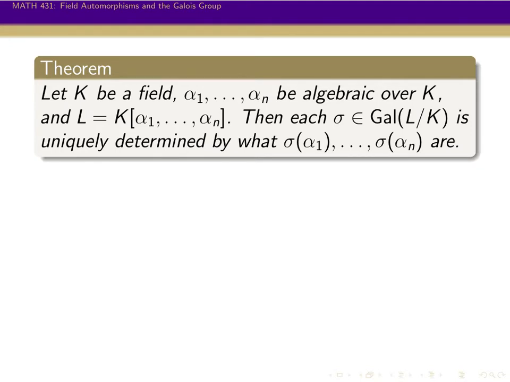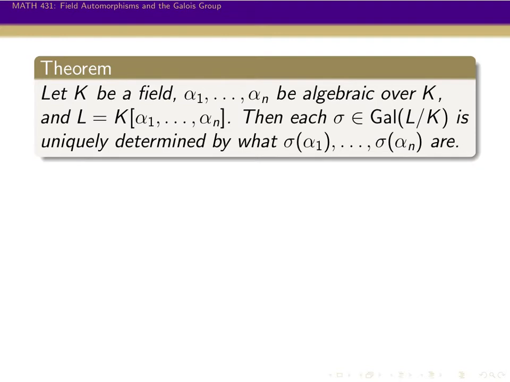Okay, so now let's talk about what are some things that are true about these elements of Galois groups. We know that it's an automorphism from a field to itself. Let K be a field. This is going to be our base field. We have alpha 1 through alpha n, all algebraic over K, and we're going to let L be the extension K adjoin alpha 1 through alpha n.